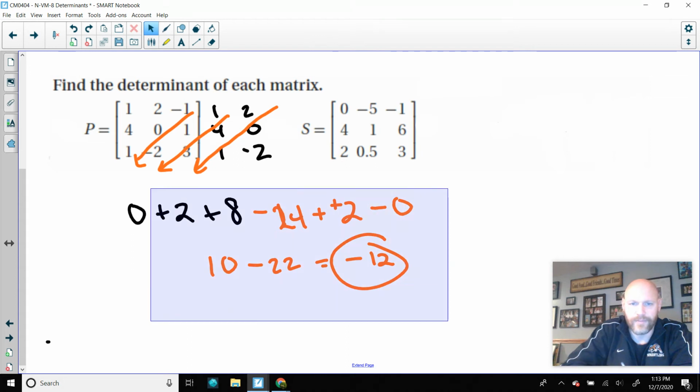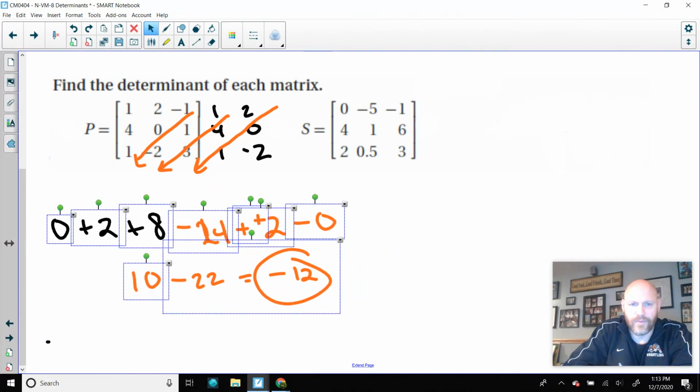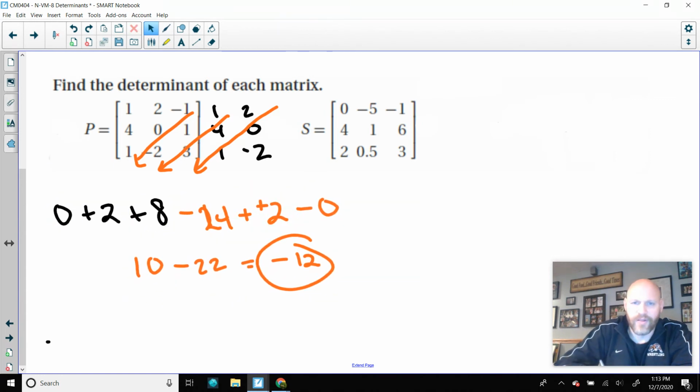But that's how you do that math. All right, so now we'll come over to this one.